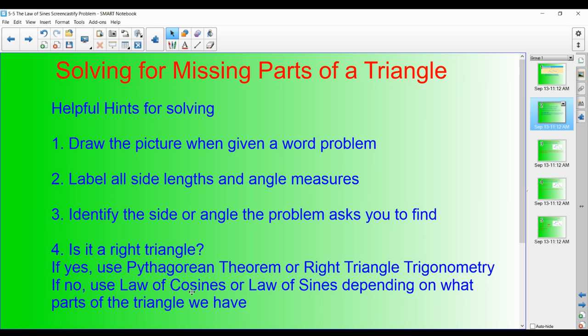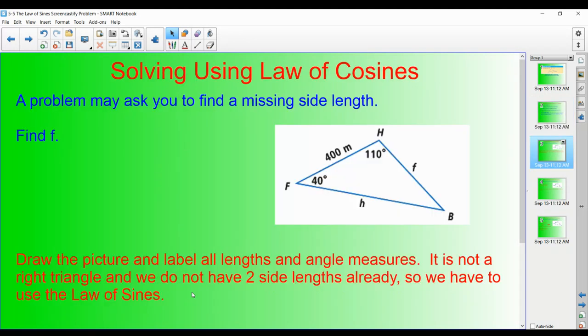Now, some helpful hints to remember. If I give you a word problem, you draw the picture out, label all the sides that you're given, all the angle measures you're given, and identify what we're trying to find so that we don't make more work for ourselves. And once again, since this is not going to be a right triangle, we can use the law of sines or law of cosines depending on what parts of the triangle we're given.